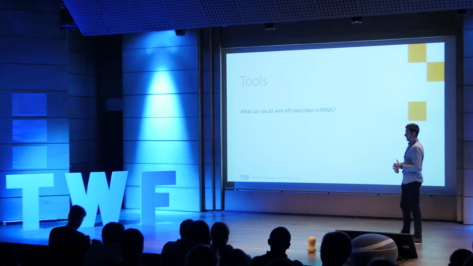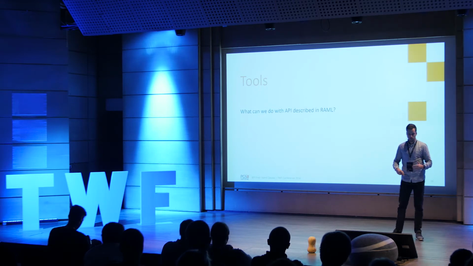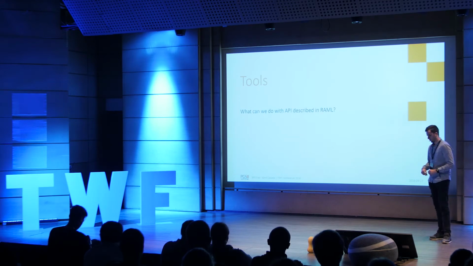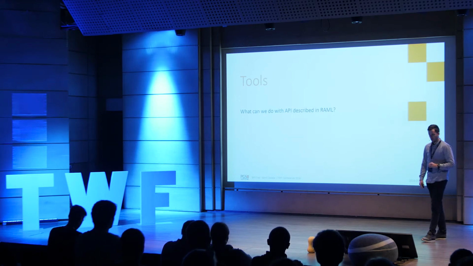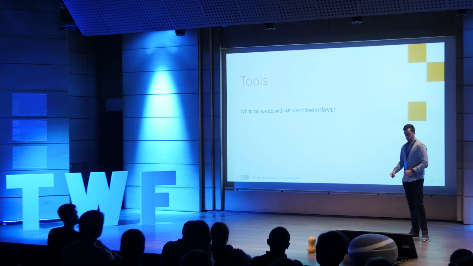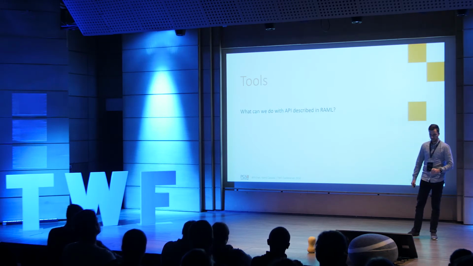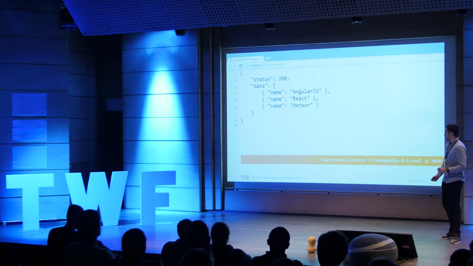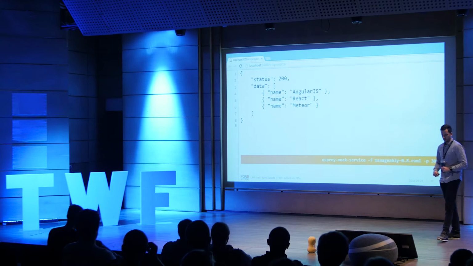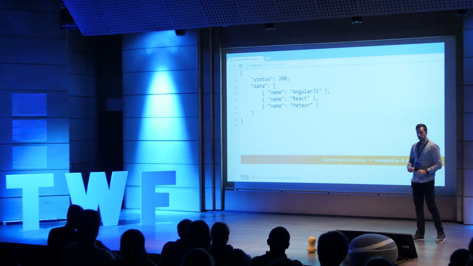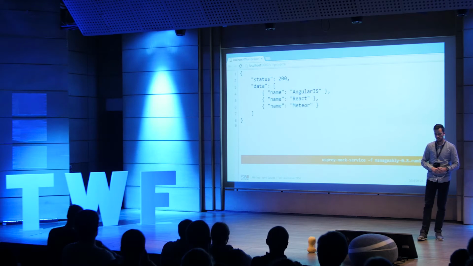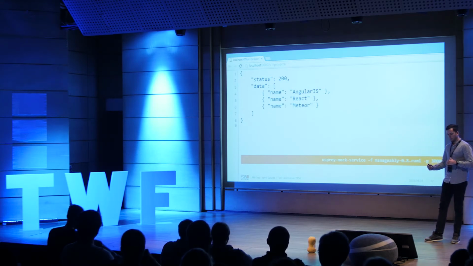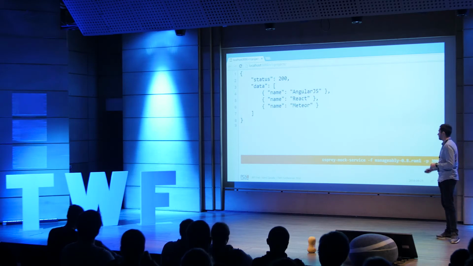So we have a simple API described, and this description is our reference for front-end developers and also for back-end developers. But what can we do more with this RAML file, with this simple description? We can run a mocking server. Here I have a mocking server running on port 3000. And this running API has a resource project and a method get. And this get method returns a list of projects.